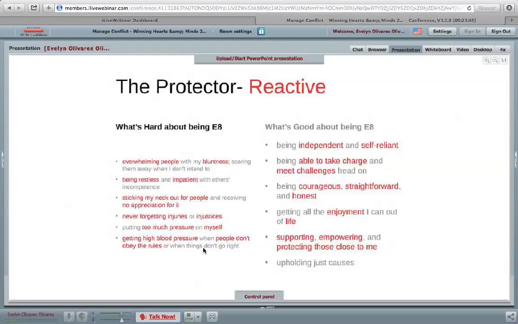So what's good about being an 8? They're independent, they're self-reliant, they're able to take charge and meet challenges head on. They're courageous, straightforward, and honest. Getting all the enjoyment out of life they possibly can, supporting and empowering you and others, and protecting those that are close to me. They uphold just causes.